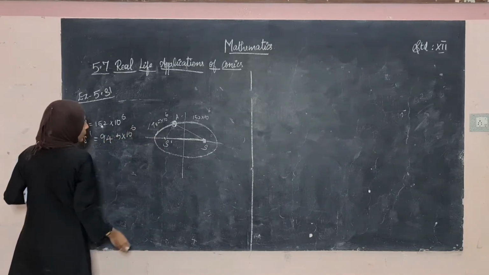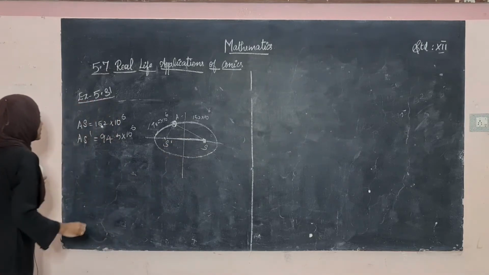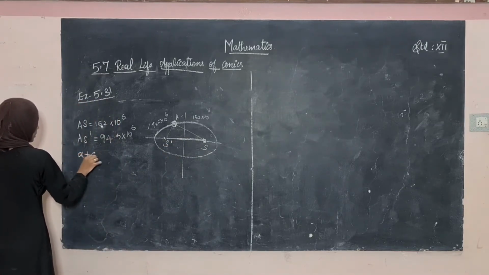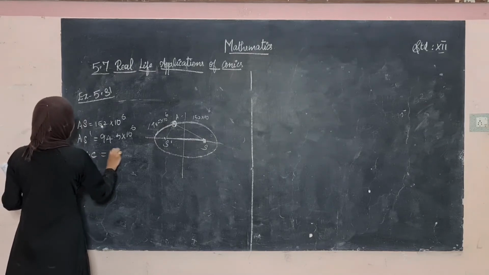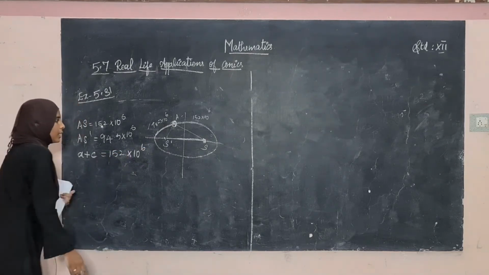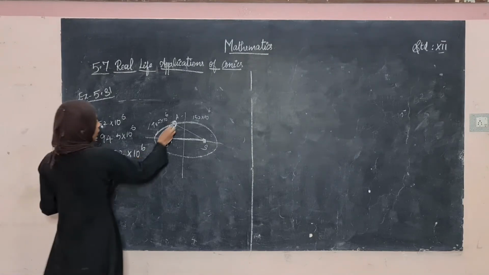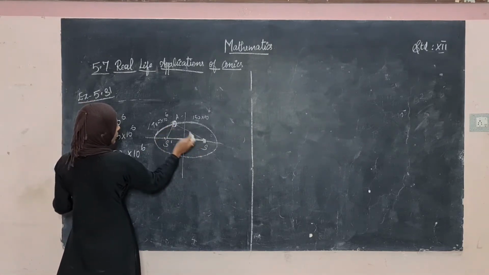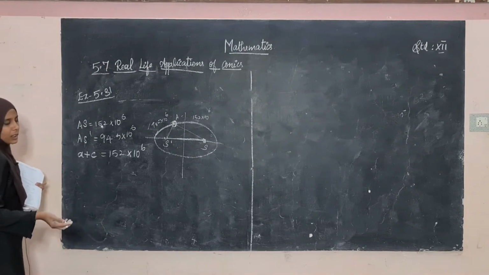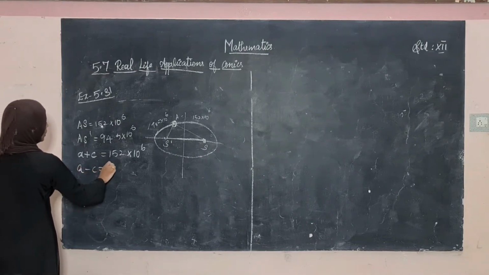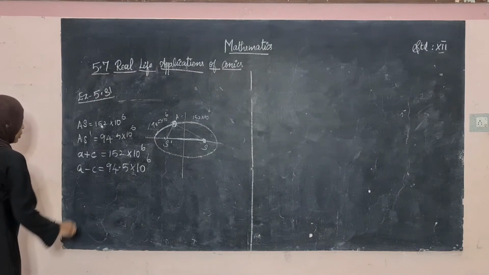So what is the highest distance? The highest distance is a plus c, which is equal to 152 into 10 power 6. You might have seen this sum in the previous subdivisions. Here you have to take the triangle, and after taking the triangle, this angle is a, so a plus some value, right? You might have learned this earlier. In the same way, a minus c will be equal to, in your book they have taken directly, 94.5 into 10 power 6.